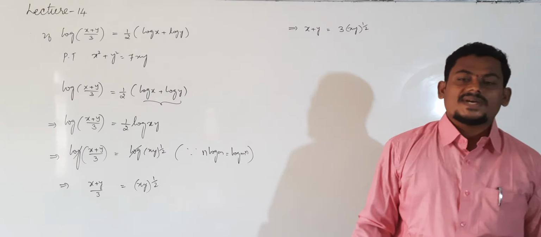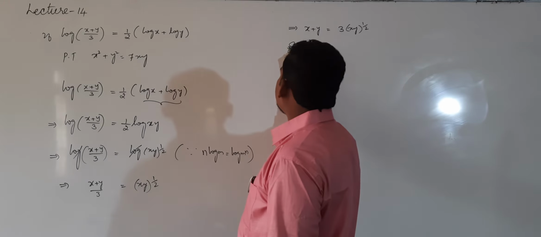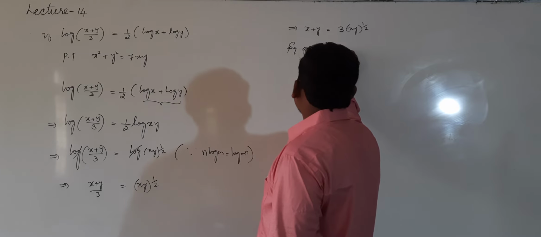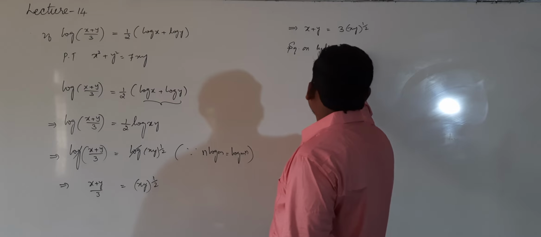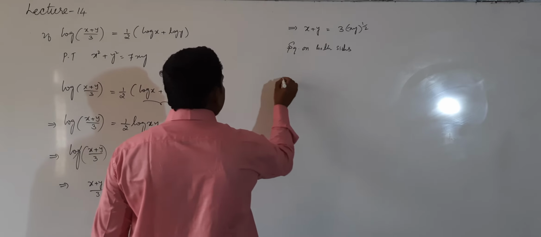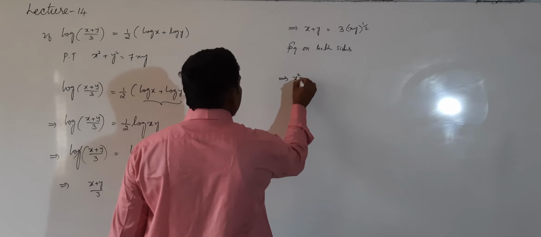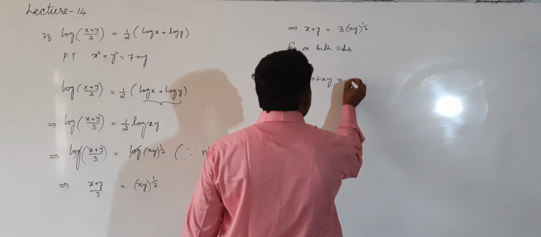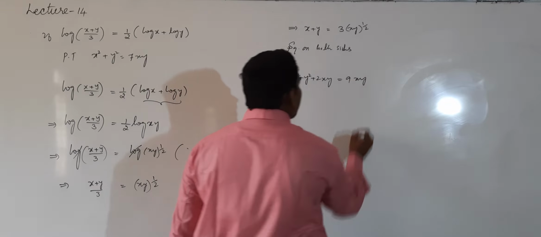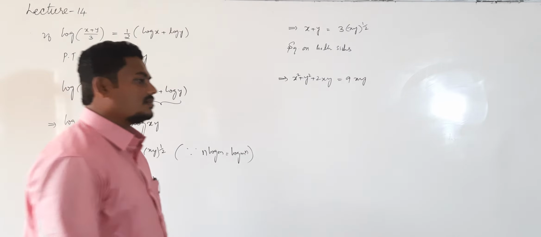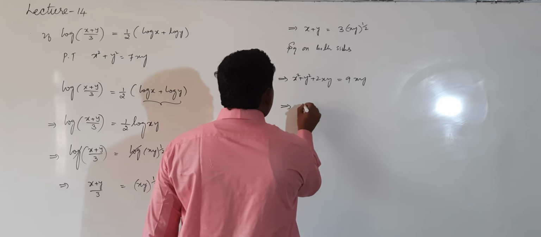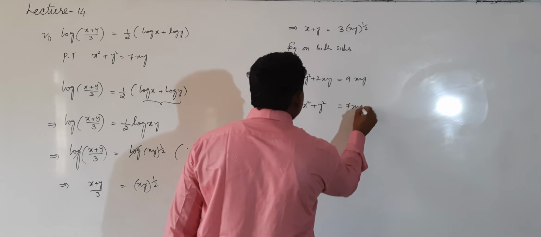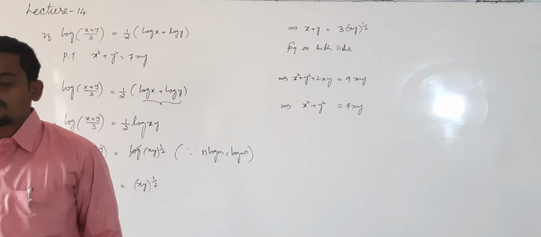We need x square plus y square, so just squaring on both the sides. Then it will be x square plus y square plus 2xy equal to 3 square, which is 9 into xy, whole thing power 1 by 2 whole square, the 2 getting cancelled. Then x square plus y square is equal to 7xy, which is our required proof.